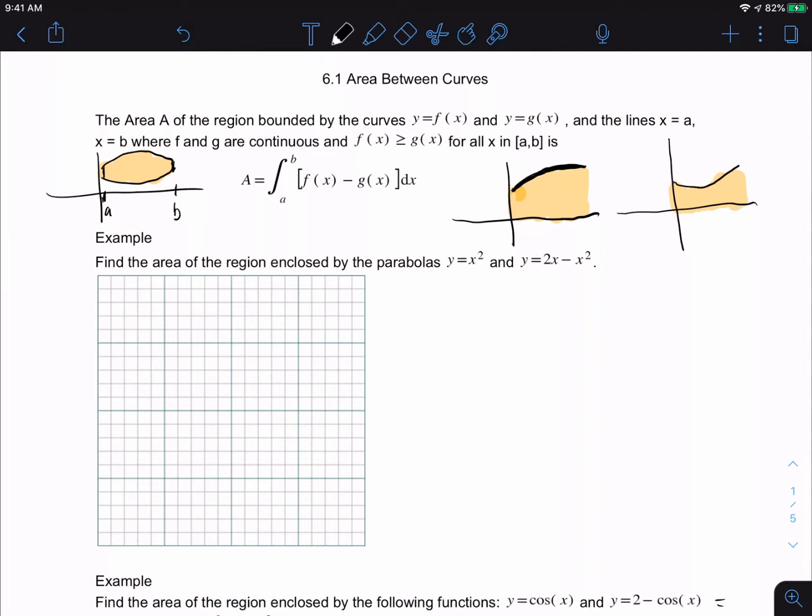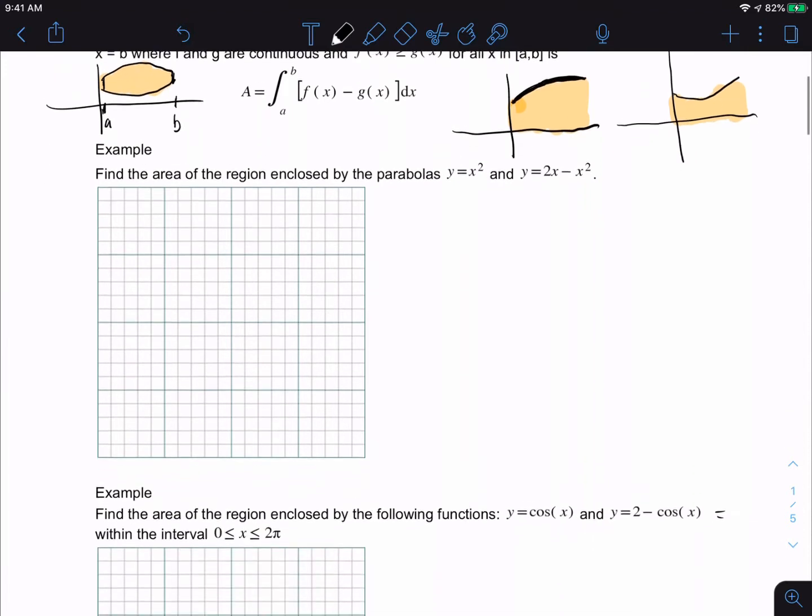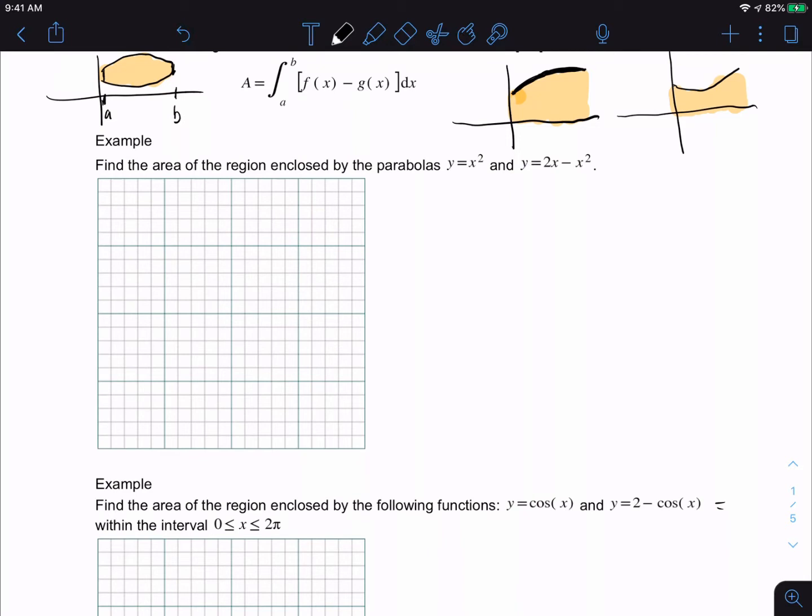No, just kidding. Let me put it into some concrete examples so you guys can see, and that might be helpful. So this first example gives us two functions: the function y equals x squared and the function y equals 2x minus x squared.